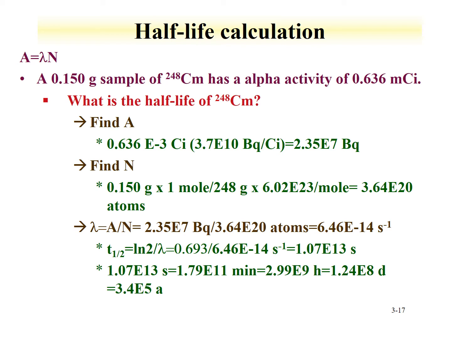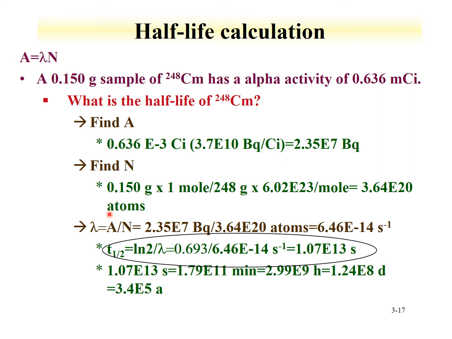I need to find N. That's pretty straightforward. If I give you the mass and I know what the molecular weight is for curium-248, I have Avogadro's number. I can get the number of atoms, which is shown here. And now I set up my equation.